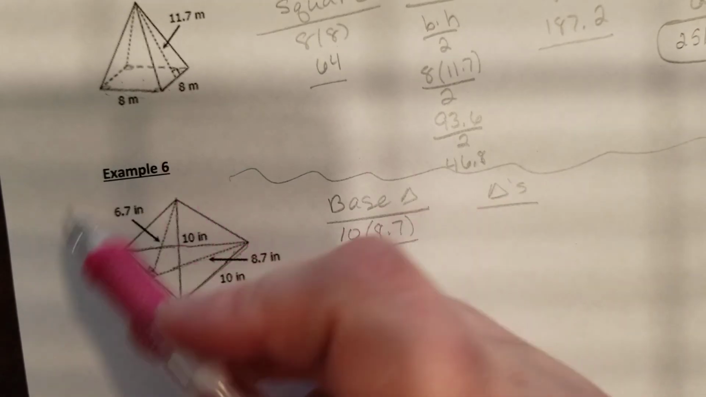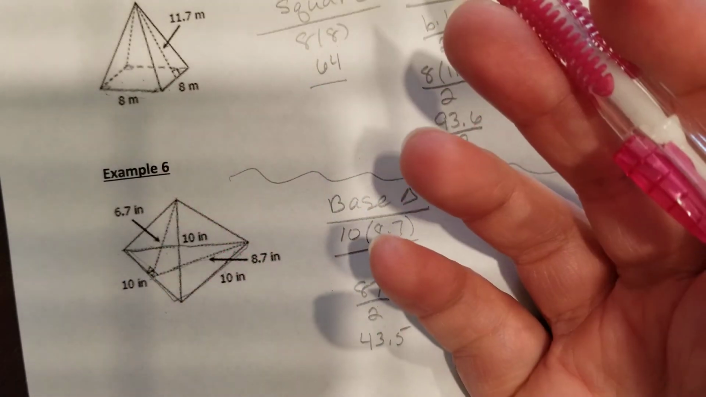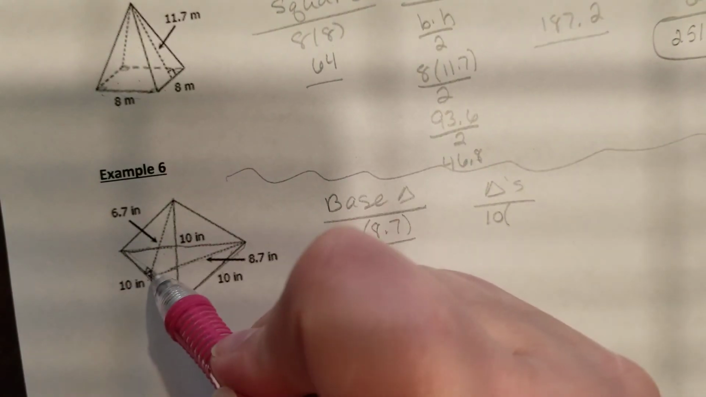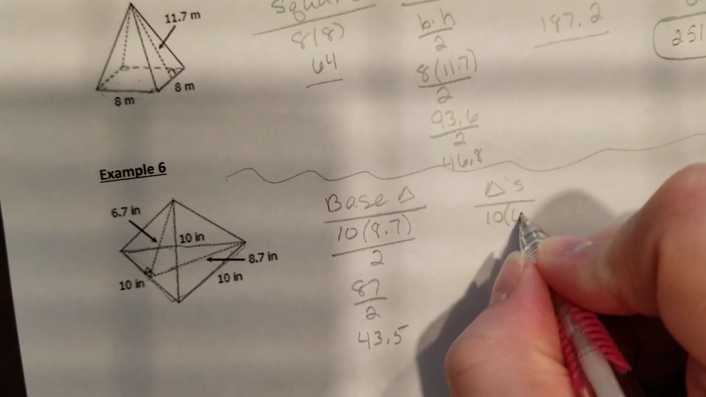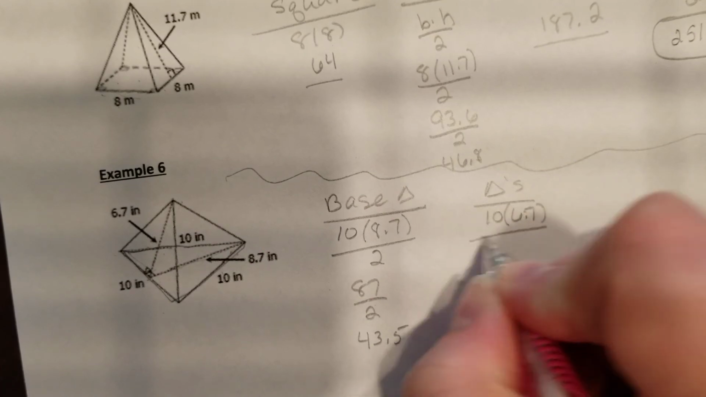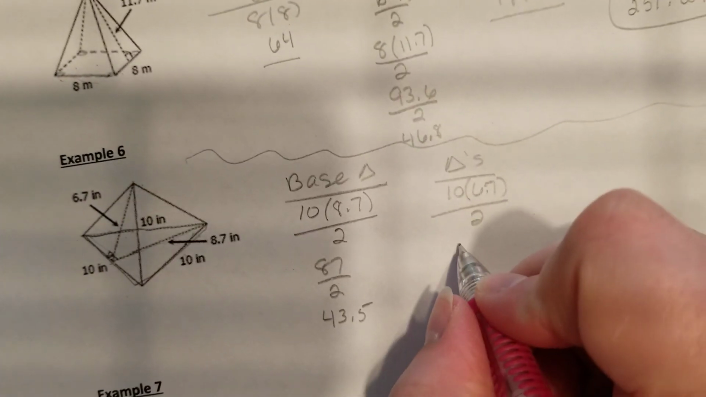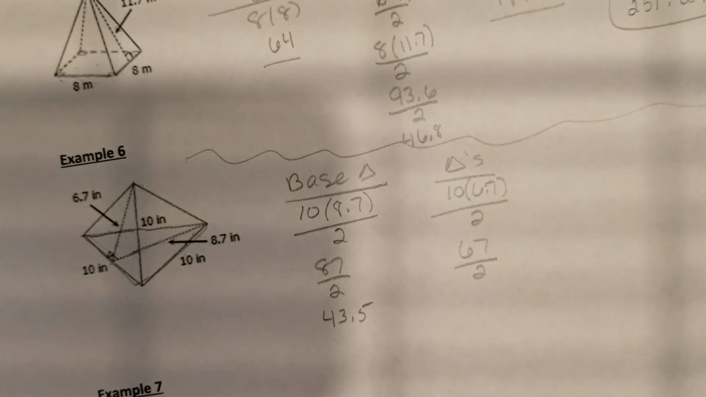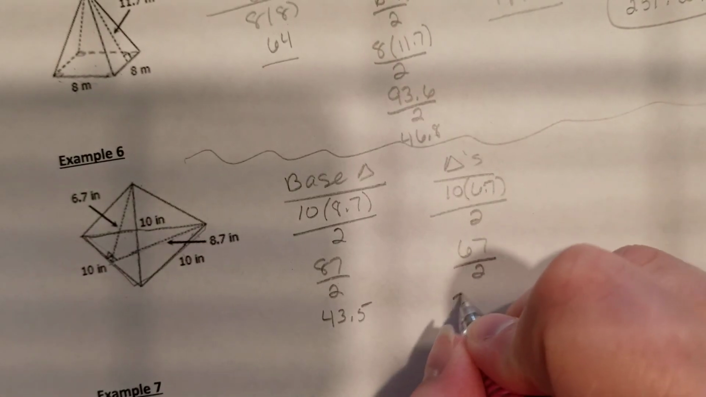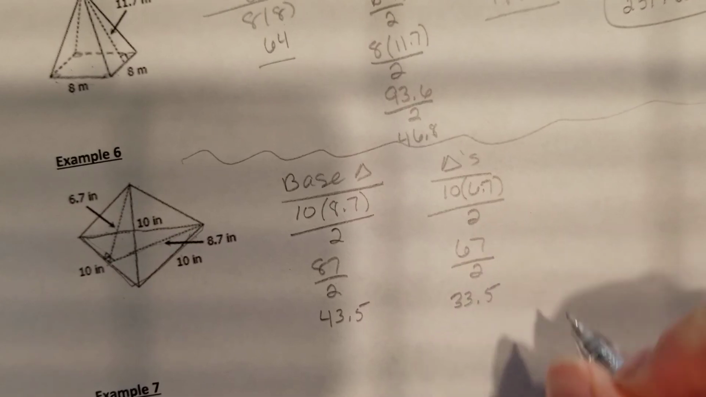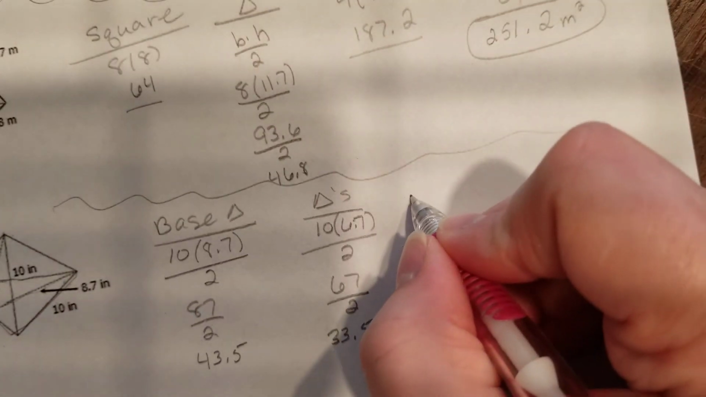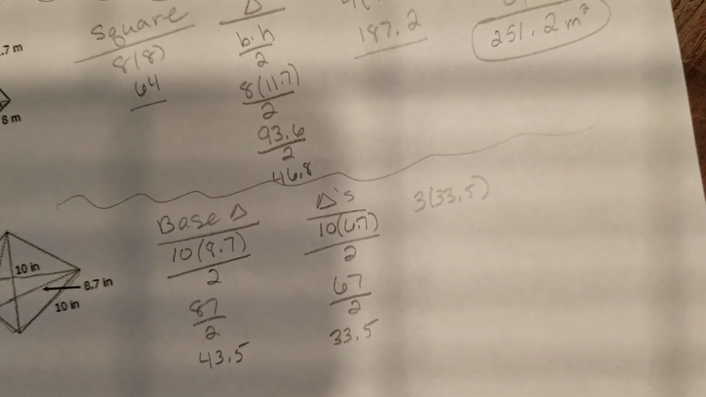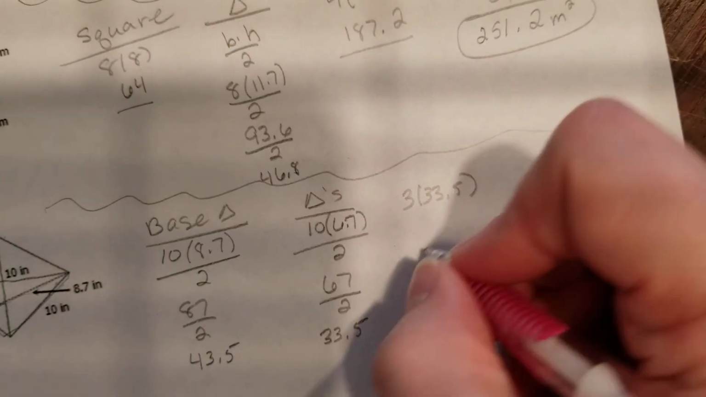All right. Now we have the other triangles. So we're going to find the area of one of them. And then since we have 3, we're going to multiply it by 3. So once again, the base is 10, but the height now is this 6.7. So 10 times 6.7 is 67. And divide that by 2, and you get 33.5. But remember, we have 3 of those, so we're going to now do 3 times 33.5, and it's 100.5.